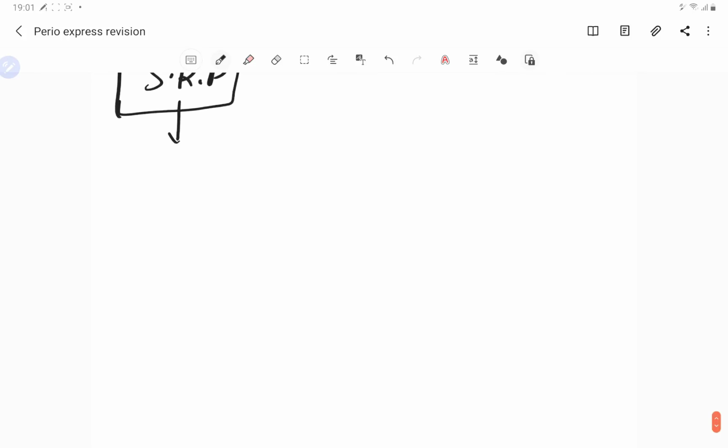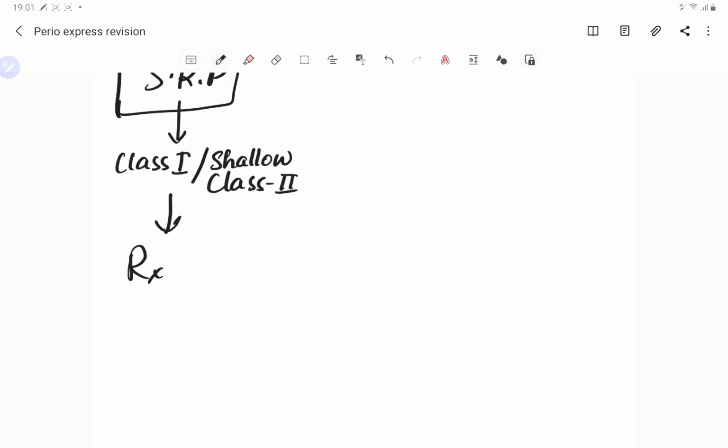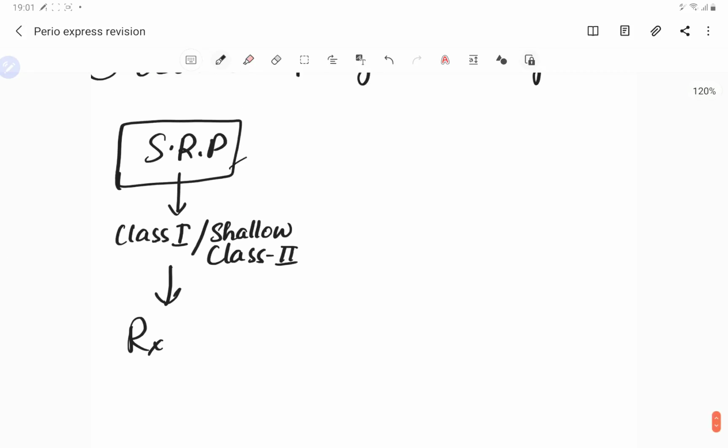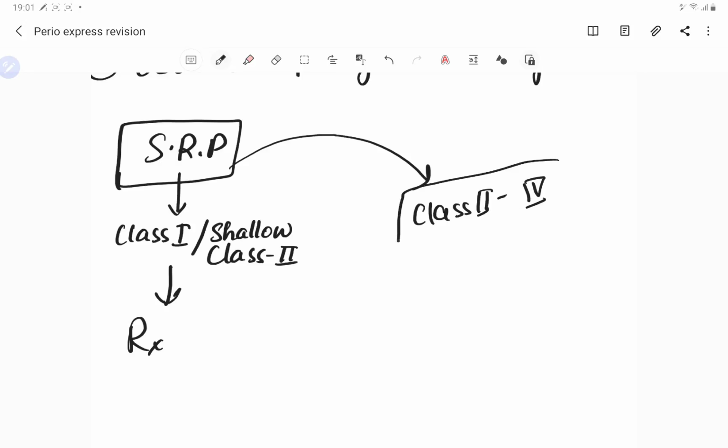Now what happens once you are doing the scaling and root planing? It is going to treat the class 1 patient and also the shallow class 2 patient, the cul-de-sac lesions. So these will be treated with the help of the non-surgical approach. Now what about the others? For the rest, the advanced cases from class 2 up till class 4, we have to treat them via other ways.